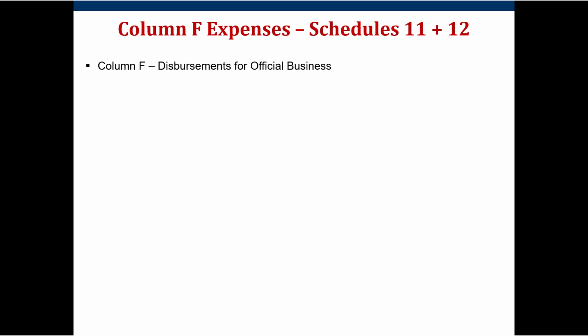Column F, disbursements for official business. Column F expenses are recorded on line 84, account 1495020 for officers, and line 88, account 1495035 for employees. There are various types of expenses that are included in column F.